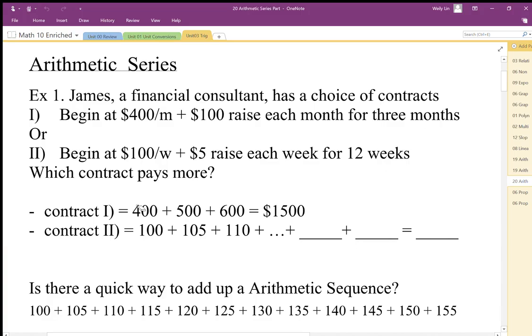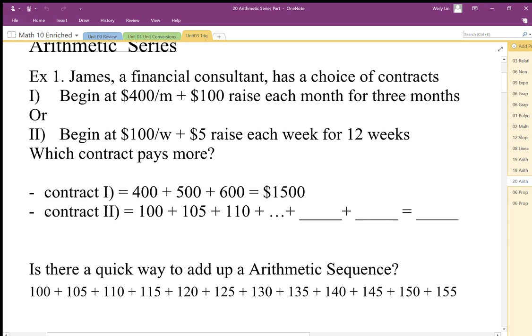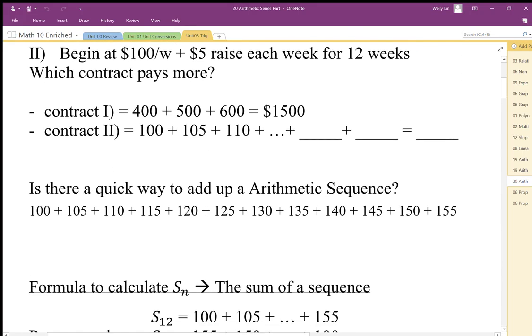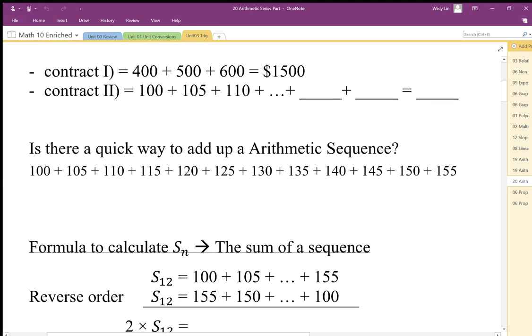So contract 1 is fairly easy to do. We have 400, 500, and 600. He does that for 3 months. We can sum those up. That's pretty easy. We end up with $1,500. For contract 2, it's a little bit harder because we're going to have to add up more terms. There's 12 terms of this sequence, and so there's 12 terms of this series. So is there a fast way to add up this sequence?